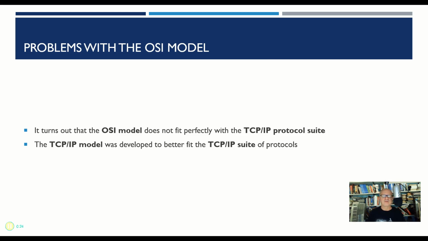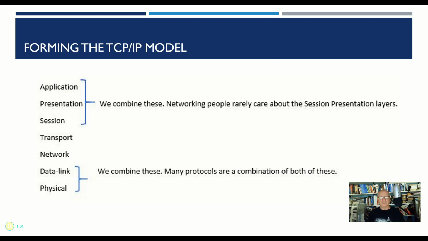Well, it turns out that the OSI model doesn't really fit the TCP/IP protocol suite very well. There are several protocols in the TCP/IP suite that you go, well, which layer should it go into? And sometimes it's pretty questionable. And besides that, we don't even use some of the layers in the OSI model very often in our discussions and in our daily work, and so we wanted to leave some out. So the TCP/IP model was designed to be a better fit with the TCP/IP protocol suite. So how do we form it?